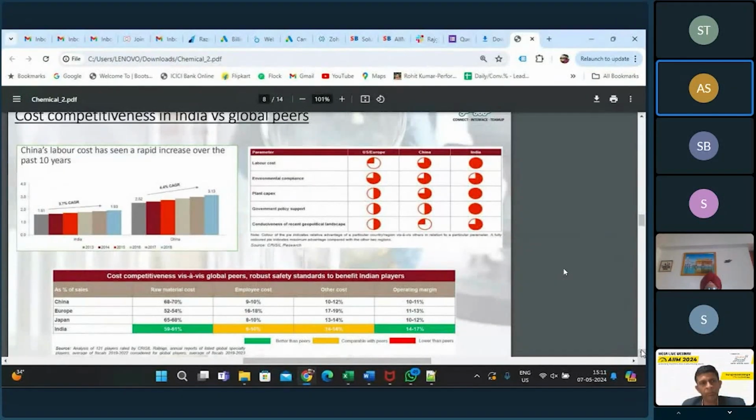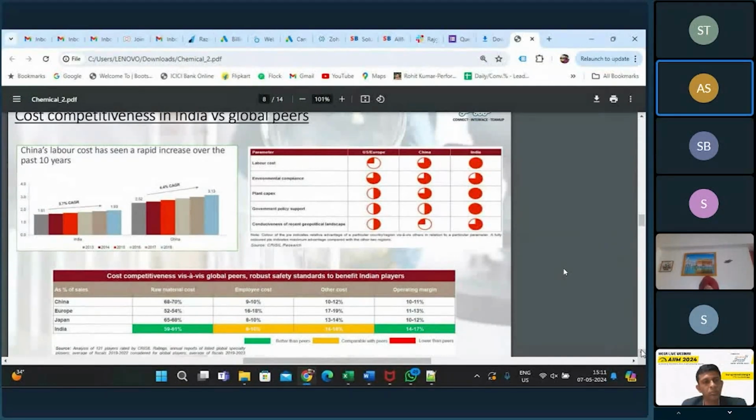In the second graph, you see there are so many parameters mentioned, and the color of the pie actually indicates the advantage it has. India has the highest advantage compared to the US, Europe, and China in terms of labor cost, environmental compliances, plant capex, government policy support, and the geopolitical landscape that we are seeing now. Considering all those factors, India has the highest advantage.